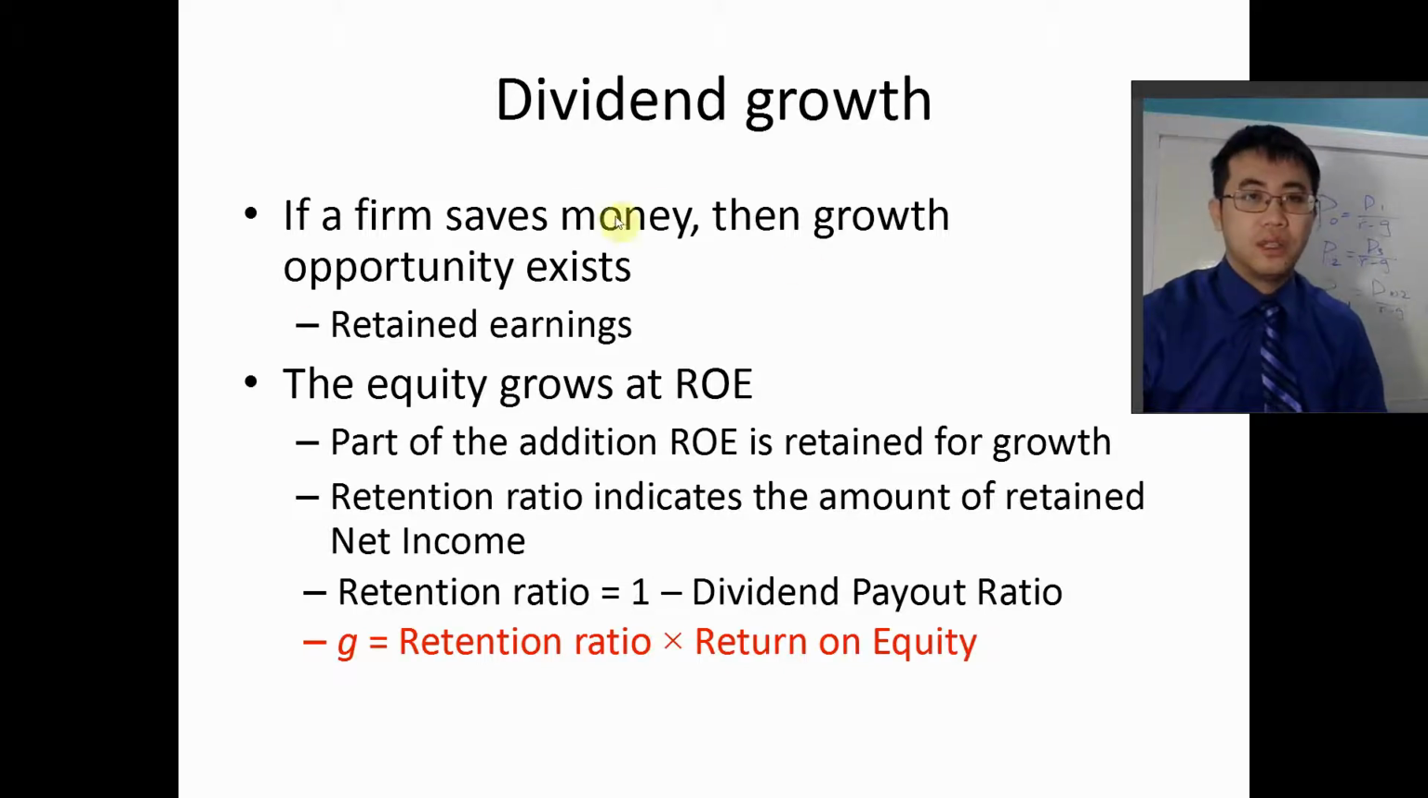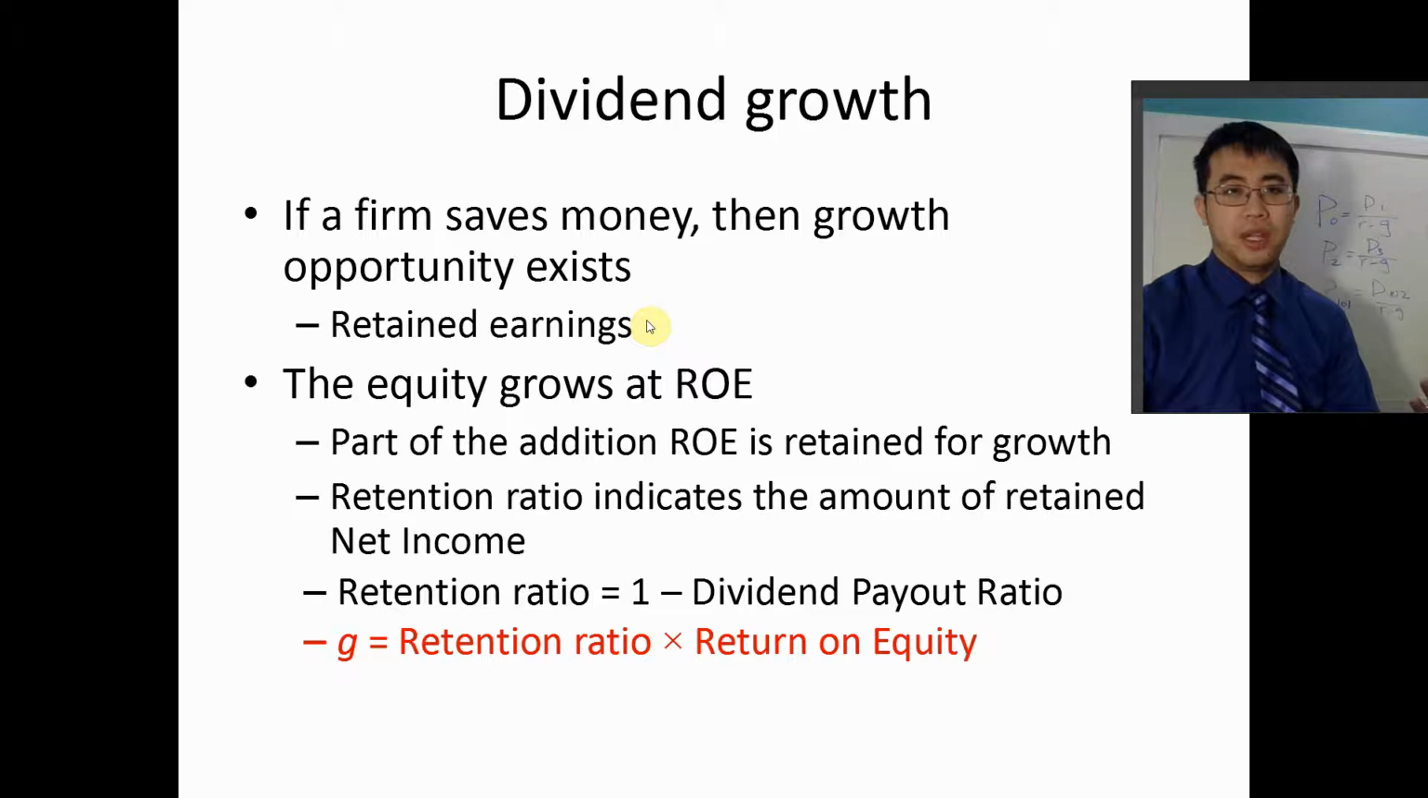Okay, so if the firm saves money, the return will grow. So the money will be put in retained earnings. Each time the firm makes a profit, the firm can choose either to distribute the profit as a form of dividend or just to save it as retained earnings. If the firm saves more money in retained earnings, then the firm will have more growth opportunities, and then the equity will grow in the future at a larger rate, and then the dividend, also as a part of the return, would grow at a larger rate. Okay, so here's something you need to know.